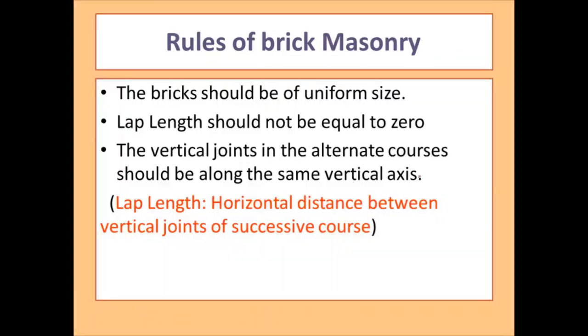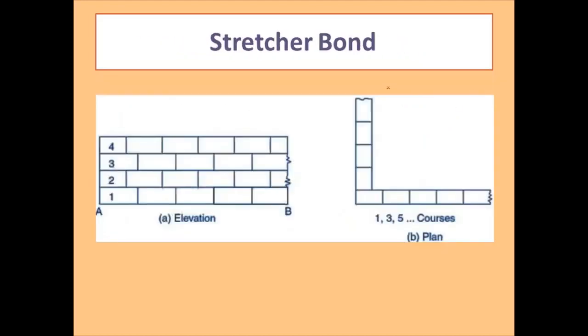Next one is the rules of brick masonry. While constructing brick masonry, we have to follow three rules mainly. First rule is all the bricks must be uniform in size. That means whatever the standard size is, 19 by 9 by 9, for all the bricks it must be the same. Then second rule is that lap length should not be equal to 0. What is this lap length? If you take any type of bond, then there exist two types of joints.